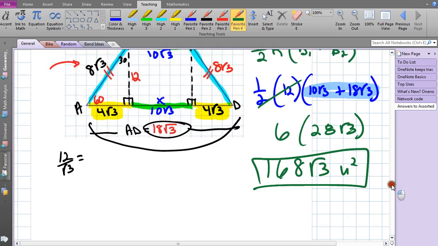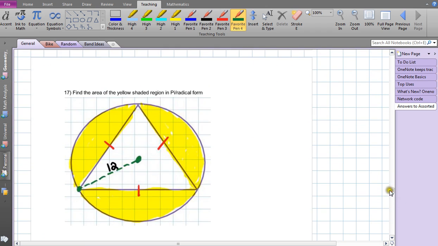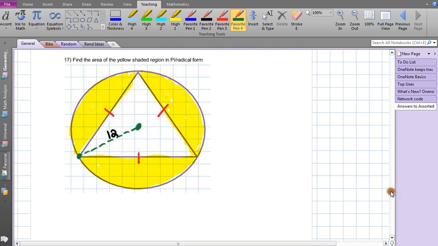All right, let's take a look at the next one. Well, here we have an inscribed equilateral triangle, and we have a circumscribed circle. So in this case, we're just trying to find the area of the yellow region, and unfortunately we don't have a formula for that yellow region.